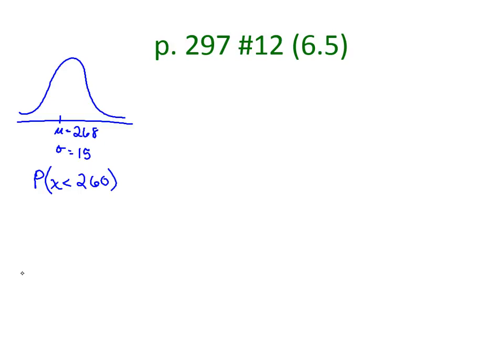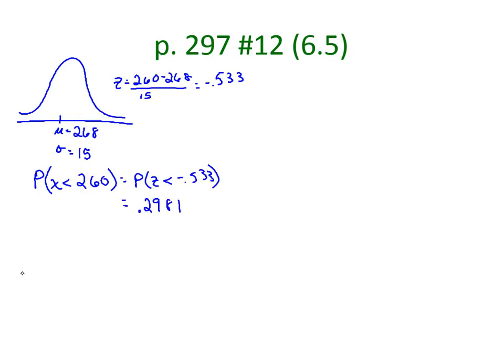So as you're finding your z-score, you should be taking the 260 minus 268 divided by 15 to get a z-score of negative 0.53. So it's the same. What is the probability that z is less than negative 0.53? Which, when you look that up in the table, we get what?